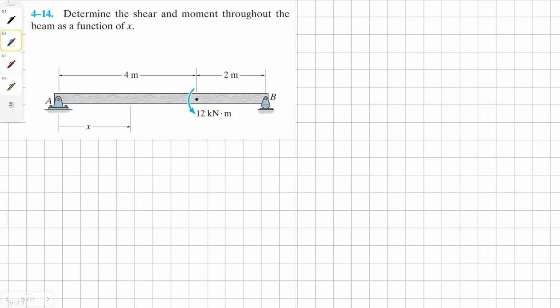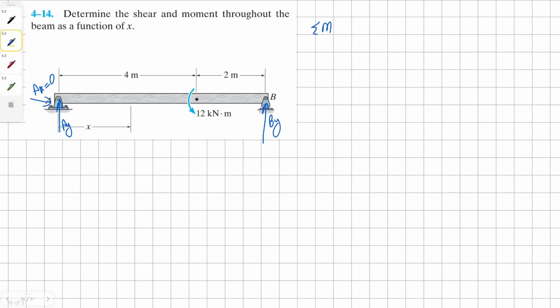Determine the shear and moment throughout the beam as a function of x. We know at A, we have a pin connection. We can have two reactions, horizontal and vertical. Horizontal will be 0. B is a roller, so there's going to be one vertical reaction.